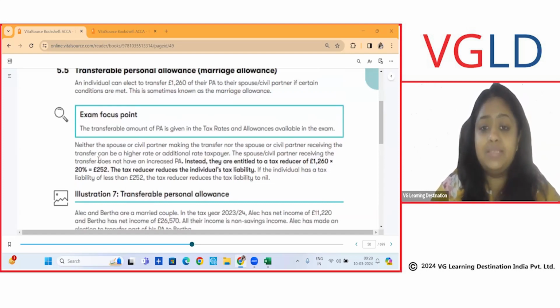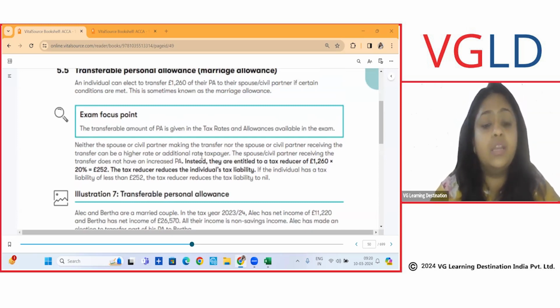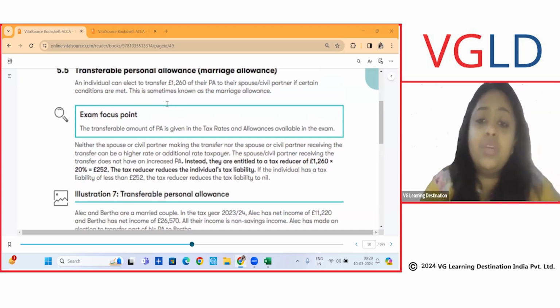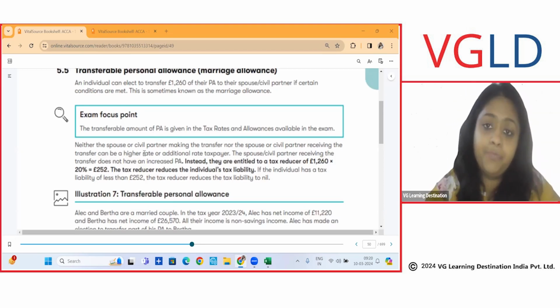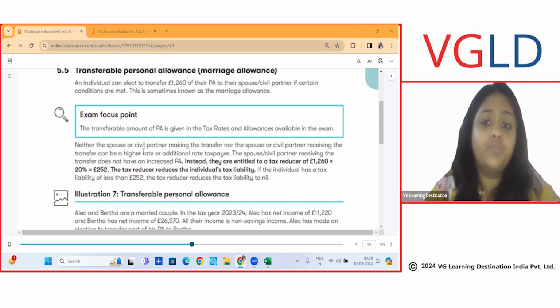Okay. And the basic condition, please remember, is that neither the spouse or the civil partner making the transfer nor the spouse or the civil partner receiving the transfer can be a higher rate or additional rate taxpayer. To summarize, both the receiver spouse and the giver spouse, the transferor spouse, should be basic rate category taxpayers only. And the benefit to the second spouse is in the form of a reduction of the tax liability by 252.